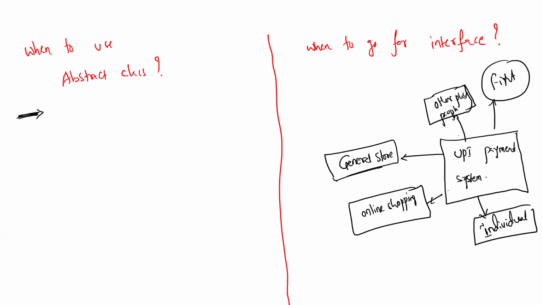So it means there is a payment system called UPI, which can be used by multiple people. Is there any relation between them? Does the general store person and online shopping people need to have any relation? No need. And this other place and the general stores, any relation? No. The general stores and the flight booking system, do they need any relation? No. So there are no relations.